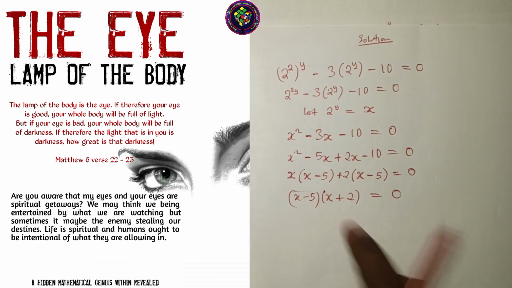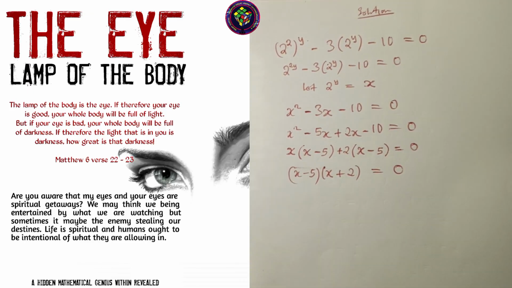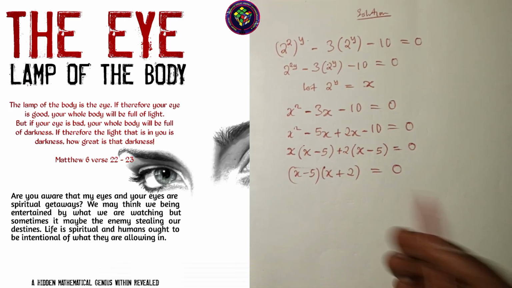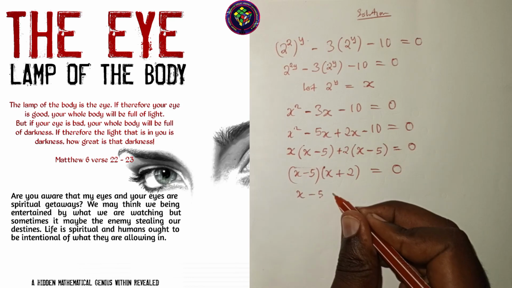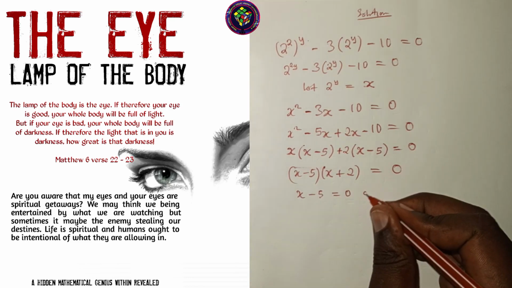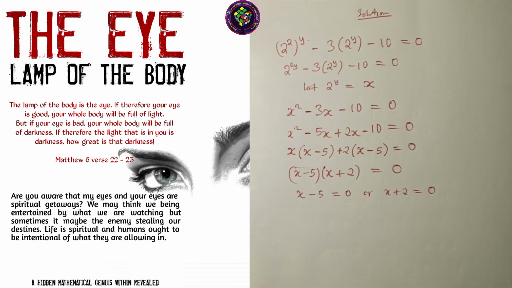So here there is a product. Okay, and we know that if you are multiplying two terms and the result is a 0, it means one of the two is a 0. Okay, so since here we have x minus 5 multiplied by x plus 2 is equal to 0, it means either x minus 5 is equal to 0 or x plus 2 is equal to 0.